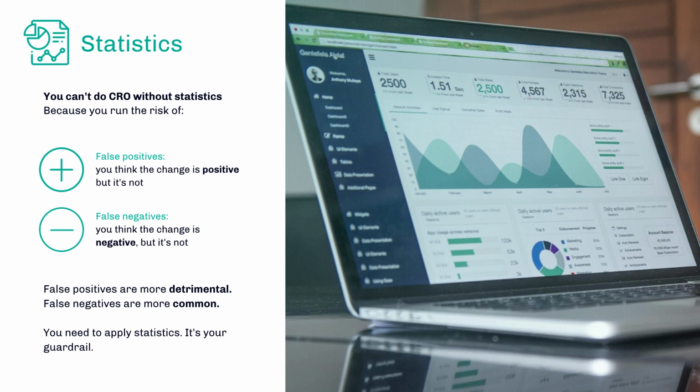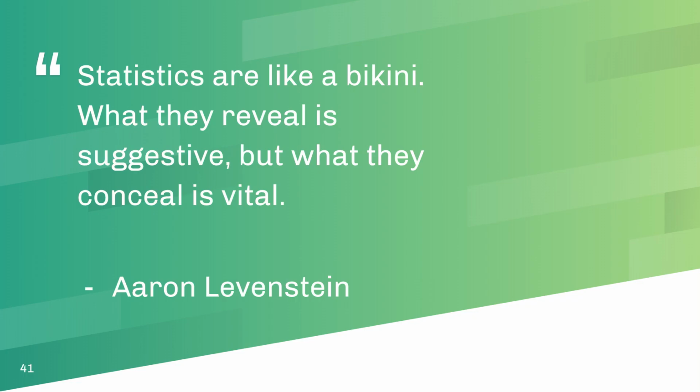There are two core risks. A false positive, that's where you think you've got a positive A/B test, but it's not actually positive. Or a false negative, which is the reverse. You think you've got a negative result, but actually it's a positive one. One is more common and one is more detrimental. But the point to make here is that without application of statistics, you're just guessing. There's no guardrail on the A/B test that you're doing. So statistics are absolutely crucial to this game.